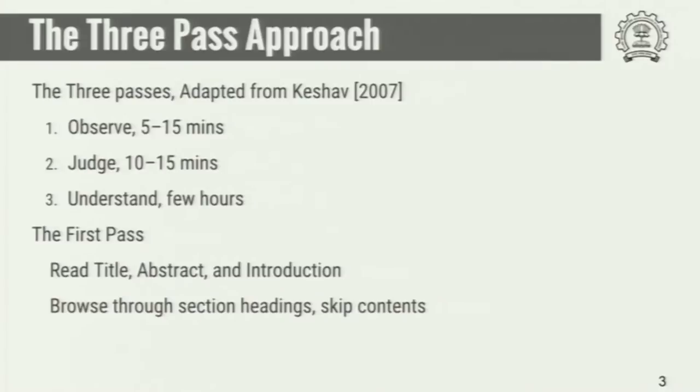Then you should just browse through the headings and skip the details, skip the content. Okay. And then jump to the conclusions. Well, not in the literal sense. You shouldn't jump to the conclusion about the paper, but jump to the conclusion section of the paper. Okay. And look at the conclusions, look at the introduction, look at the abstract. This is a quick pass.